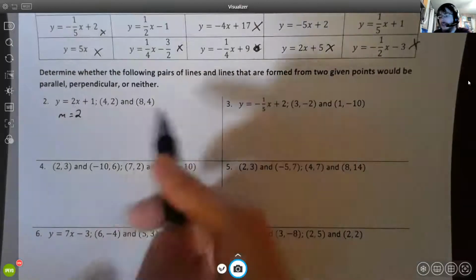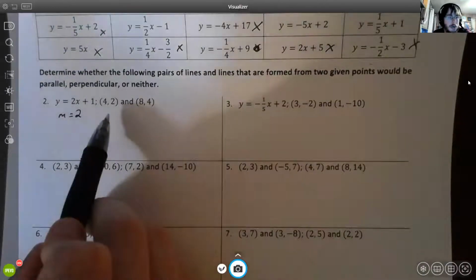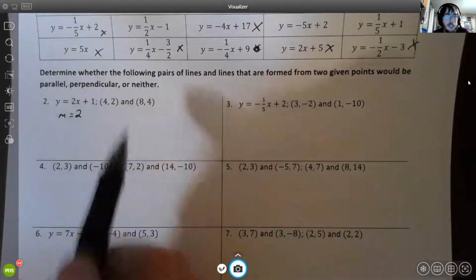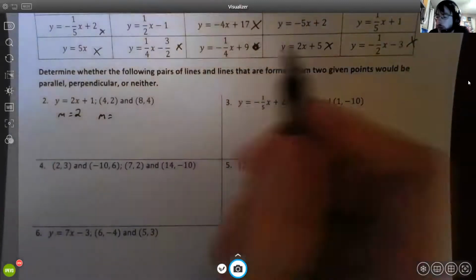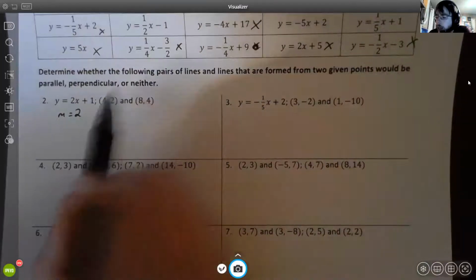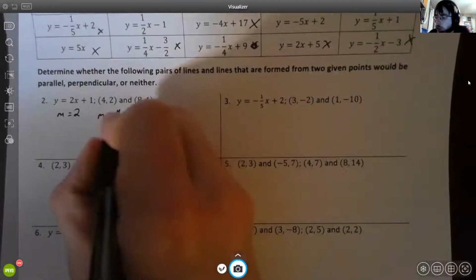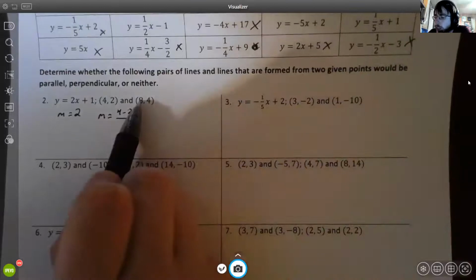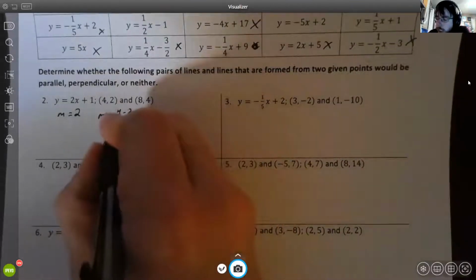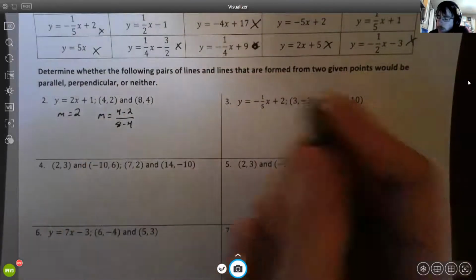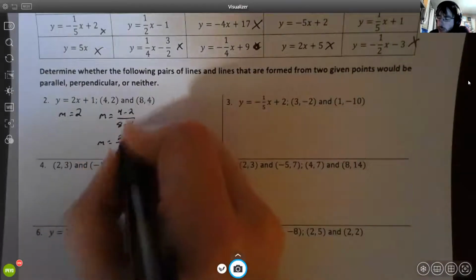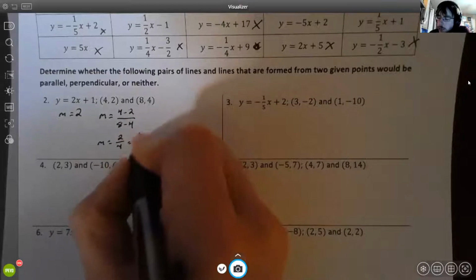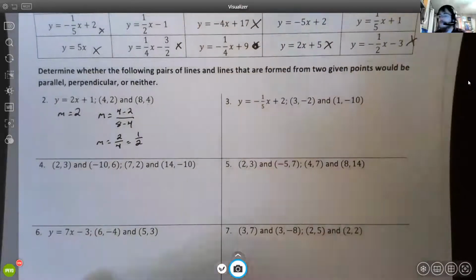Now we do our other slope. Okay, so we have (4, 2) and (8, 4). So we have to use our slope formula. So m equals y2 minus y1, so 4 minus 2, over x2 minus x1, so 8 minus 4. 4 minus 2 is 2. 8 minus 4 is 4. Simplifying that, we get 1/2.